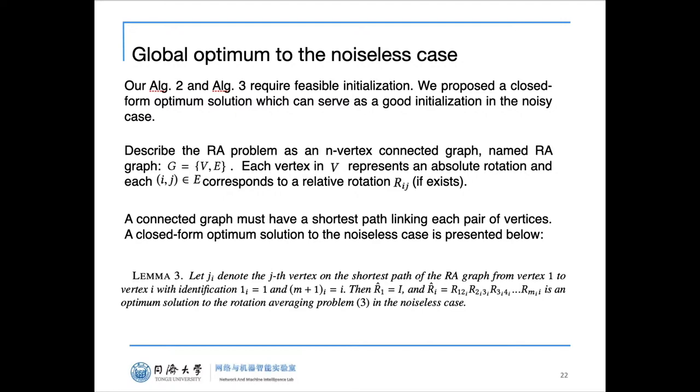Let us describe the rotation averaging problem as an n-vertex connected graph G, named RA graph, where each vertex in V represents an absolute rotation and each edge ij belonging to E corresponds to a relative rotation Rij if it exists. For a connected graph, there must exist a shortest path linking each pair of vertices. Resorting to the concept of shortest path, we present in lemma 3 a closed-form optimal solution to the noiseless case, which is a good feasible point for the two proposed rotation averaging algorithms above.